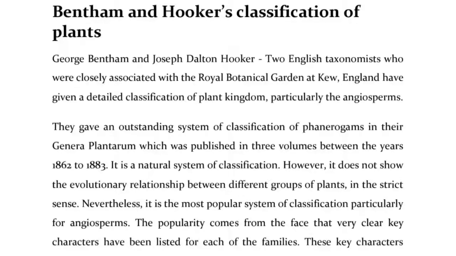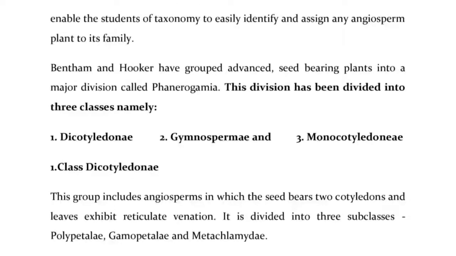It is a natural system of classification. However, it does not show the evolutionary relationship between different groups of plants, in the strict sense. Nevertheless, it is the most popular system of classification, particularly for angiosperms. The popularity comes from the fact that very clear key characters have been listed for each of the families. These key characters enable the students of taxonomy to easily identify and assign any angiosperm plant to its family.